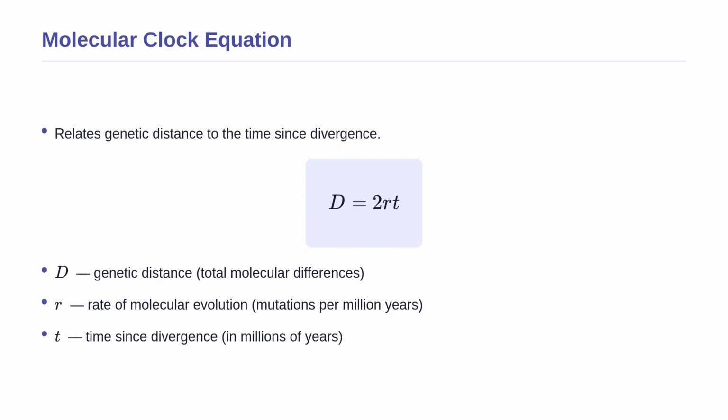The symbol R represents the rate of molecular evolution, meaning the number of mutations that accumulate per lineage per million years. Finally, T represents the unknown time, in millions of years, since the 2 species diverged. If the time T increases, the genetic distance D will increase proportionally.